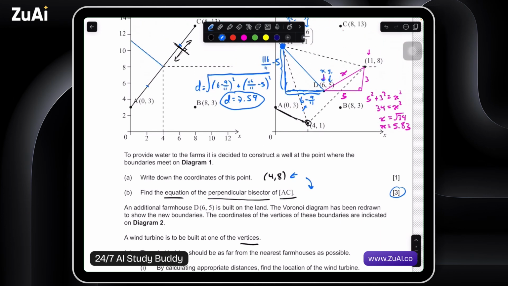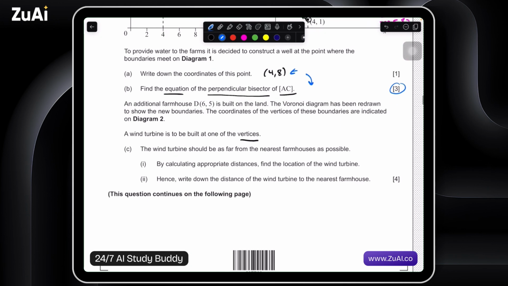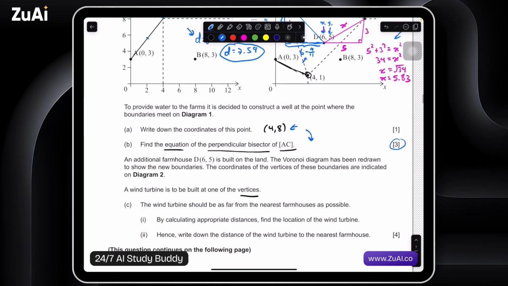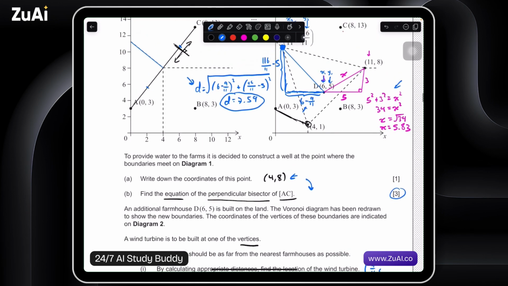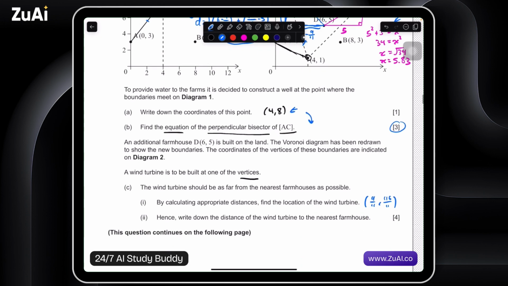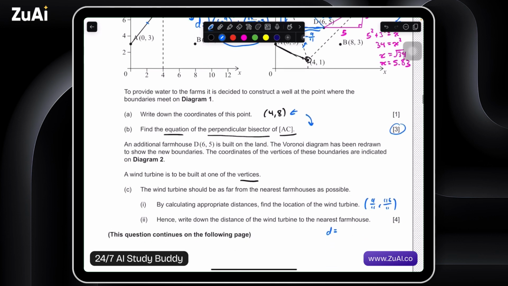So essentially, just write out a distance formula just like this, or for example, if the numbers are clean, you can use the Pythagorean theorem and construct triangles. By finding the appropriate distances, find the location of the wind turbine. The wind turbine should be at 9 over 11 and 116 over 11. That's where it should be. And write down the distance of the wind turbine to the nearest farmhouse. We found out that the distance was 7.59.